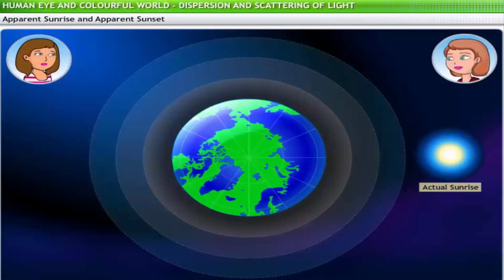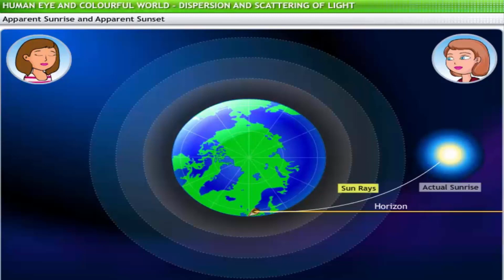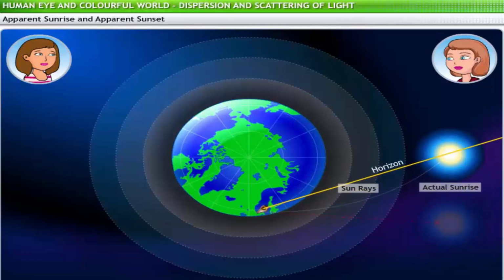How does this really happen? When the sun is just below the horizon, its rays enter Earth's atmosphere and are refracted towards the Earth. The refracted rays reach us, making it appear as if the sun has already risen above the horizon. This is the apparent sunrise. The actual sunrise occurs when the sun actually crosses the horizon.